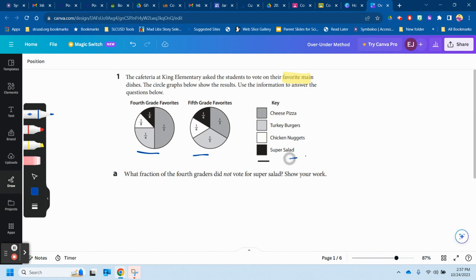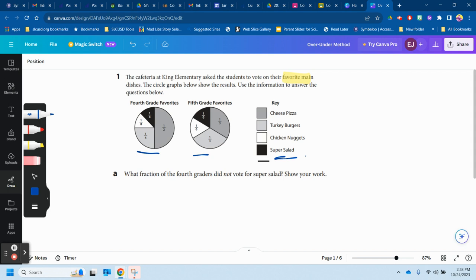So where's the super salad? This is the super salad, and 1/8 voted. So we could take a look at here. 1/8 voted for super salad, but what did not? So we divide this all into 8/8 minus 1/8 would be 7/8.